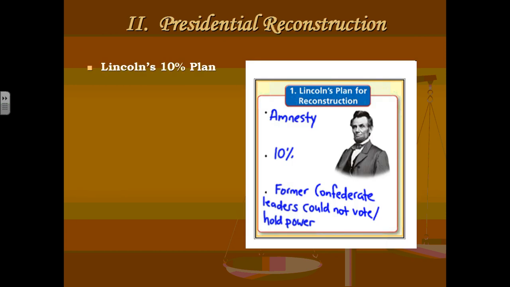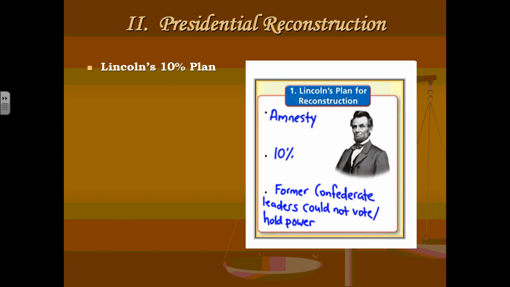So we have two stages in Reconstruction. The first one is presidential Reconstruction. So we start with Lincoln's plan. It's known as the 10% plan because of one of the key points in it. Lincoln's plan was to be very forgiving. In his second inaugural address, he had talked a lot about reconciliation and forgiveness. And his plan is known as the 10% plan.